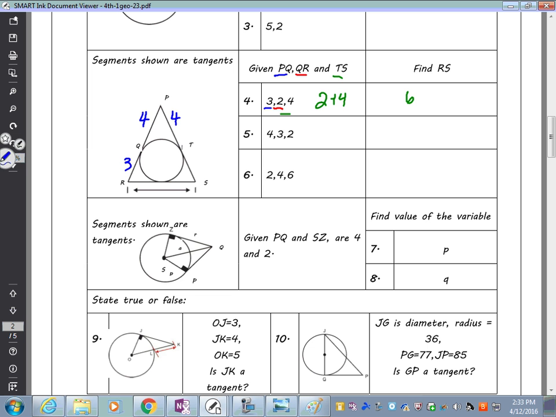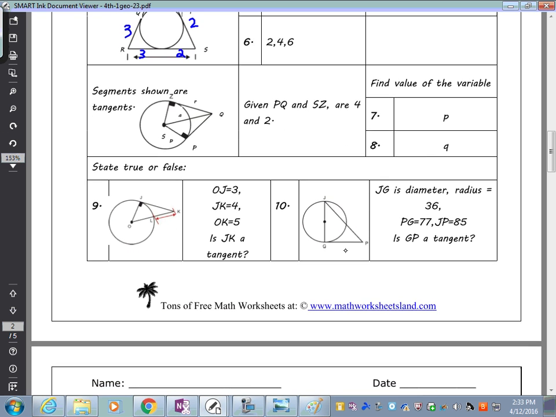Each time we do this, if PQ is 4, then PT is 4. If QR is 3, then this little part here as well is 3. If TS is 2, then the other tangent is also 2. Now I know you see a pattern, and you can get the answer without labeling, but understanding that tangents coming from the same point are the same length, you're going to need to be able to label like I'm doing to get to your answer.